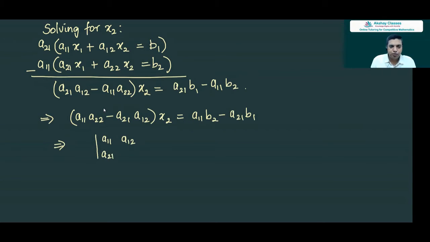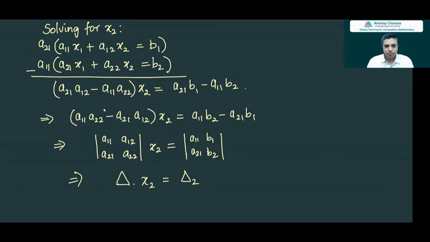This left side is the determinant of a11 a12, a21 a22 times x2, is equal to the determinant of, now a11 a21 remain as it is. You have to replace the coefficients of x2 in the equation by the constants. That's it. So this is delta or capital D, and this is delta 2 or capital D2. So this is our second equation.